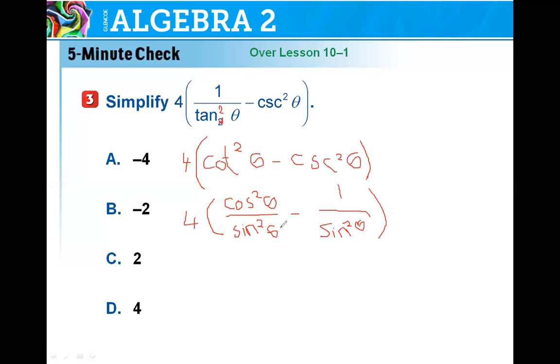Okay. Now we have 2 fractions with a minus between them. Do you have a common denominator? Yes, sine squared. So we can subtract directly. We have here 4 outside, and our common denominator is sine squared theta, and write what minus what? Cosine squared theta minus 1. Okay, thanks, Rakan.